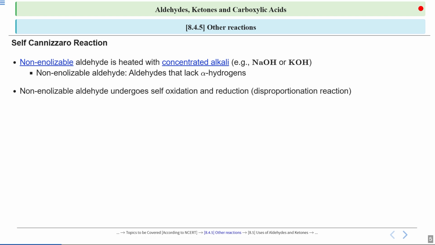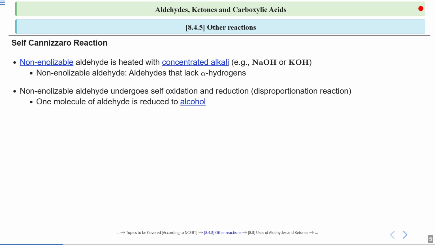So the non-enolizable aldehydes undergo a self-oxidation and reduction process. Now this reaction is known as a disproportionation reaction. This means that the same compound is both oxidized and reduced in the reaction. So such kinds of reactions are known as disproportionation reactions. Okay, so you need to remember that we take non-enolizable aldehydes, which are heated in concentrated alkali, and non-enolizable aldehydes lack alpha hydrogen.